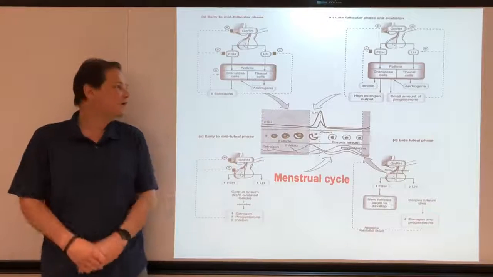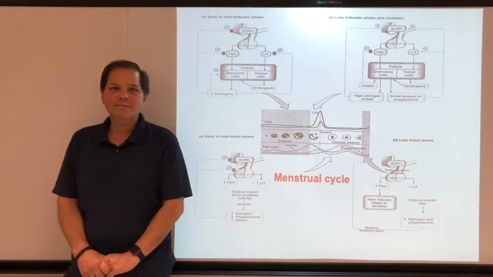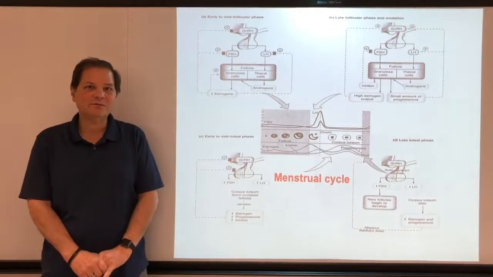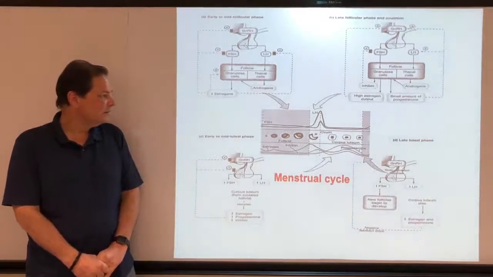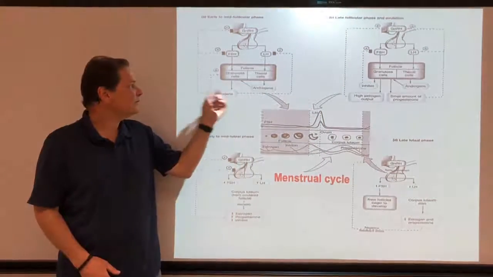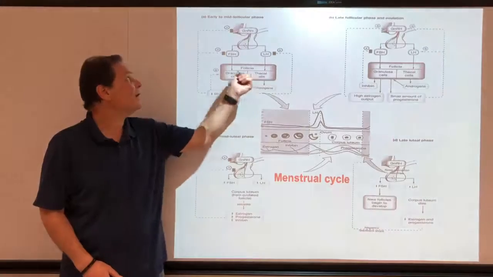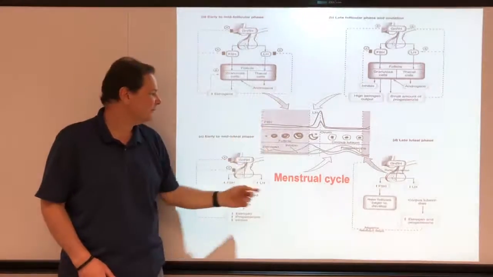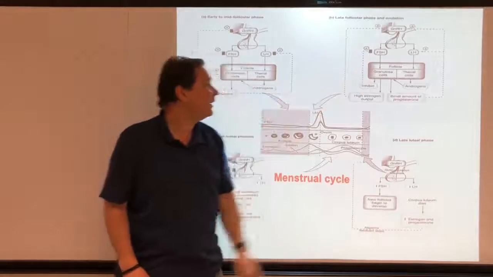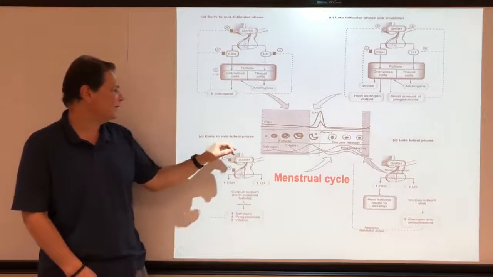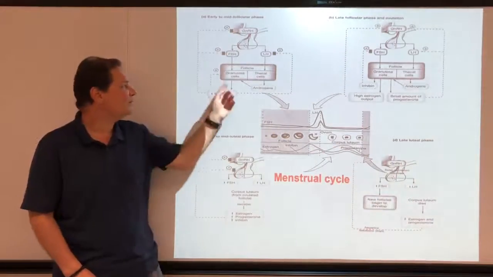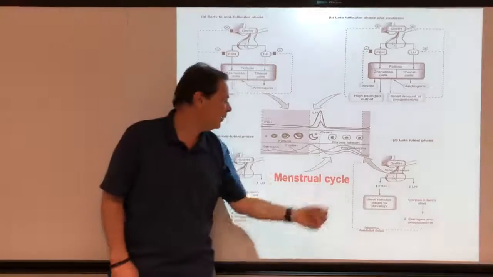Okay, so let's continue on with our discussion of the menstrual cycle and the hormonal changes that take place and control of these hormonal changes. So this figure demonstrates graphically what's going on during each of the phases of the menstrual cycle: early to mid-follicular, late follicular to ovulation, and then we have early to mid-luteal and late luteal phases here. And we'll be going through each of these figures one by one.